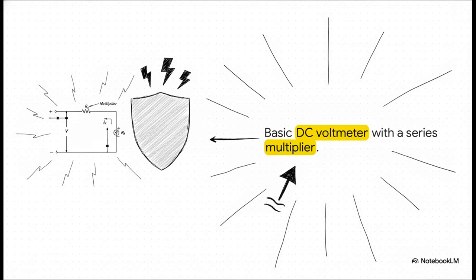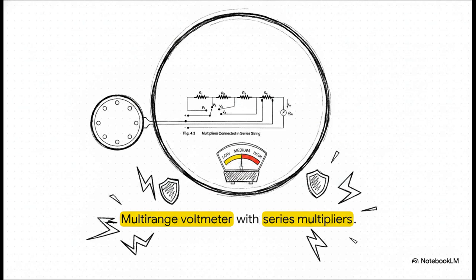The main gig for this multiplier is to limit the current flowing through the basic meter, so it absolutely doesn't exceed its full-scale deflection value. Basically, by knowing the exact resistance of the multiplier, we can safely calculate the massive voltage dropping across the entire circuit without blowing anything up. Let's move on and see how this builds.